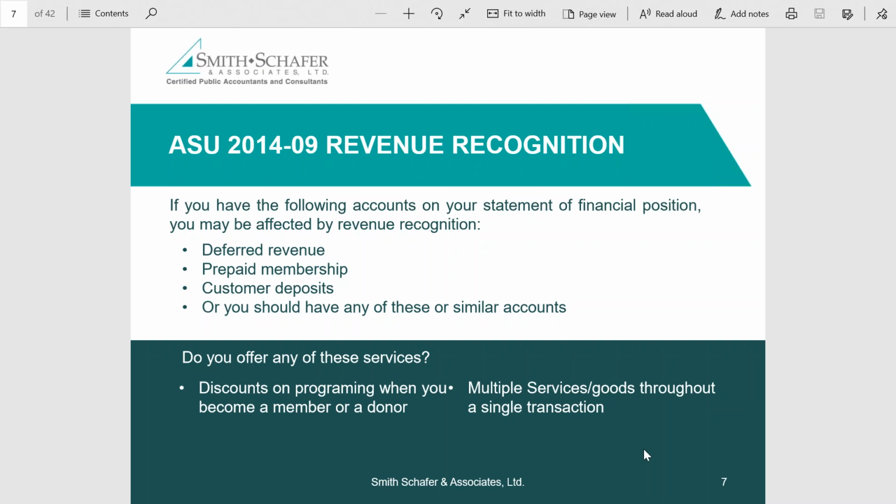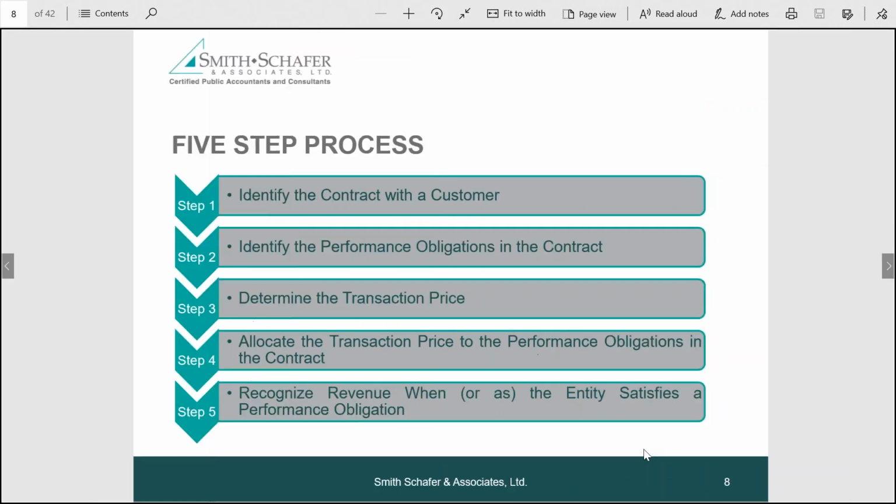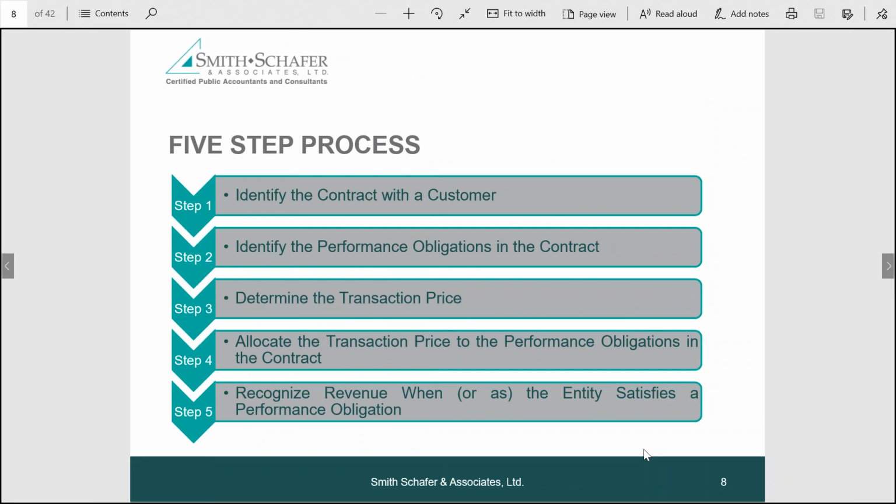So let's talk about the 5-step approach. Step one is to identify the contract with the customer. We're going to talk about the definition of a contract in a little bit, but right now I just want to make sure people don't lose interest because of the word customer. You can replace customer with member, donor, grantor, or really any description that you would like. It can be any of those people. It does not have to be what we would consider a customer in the general term.